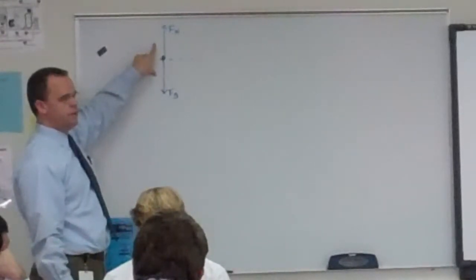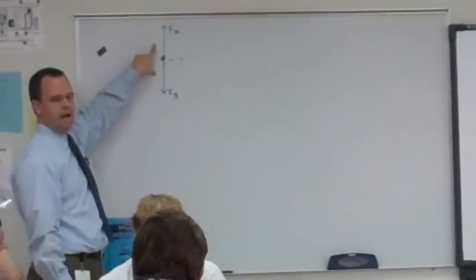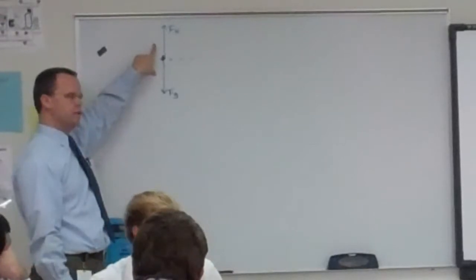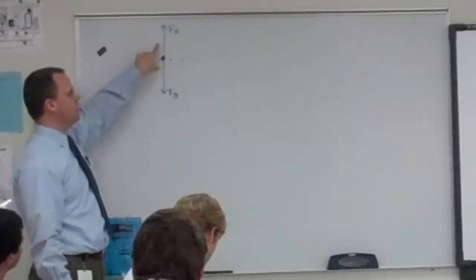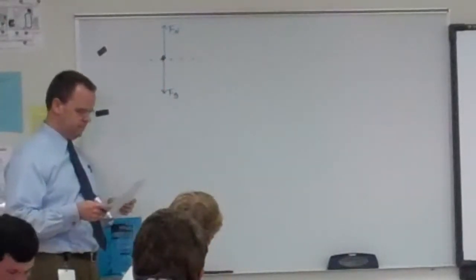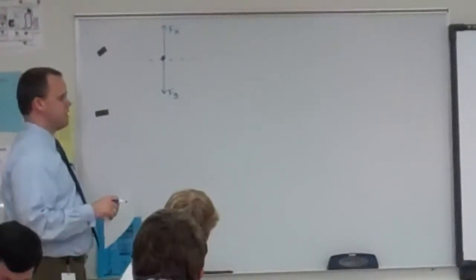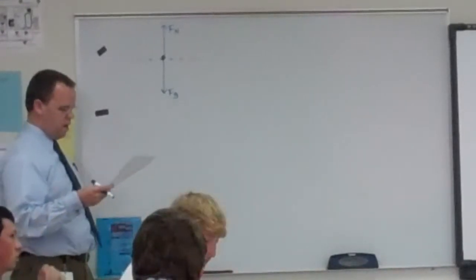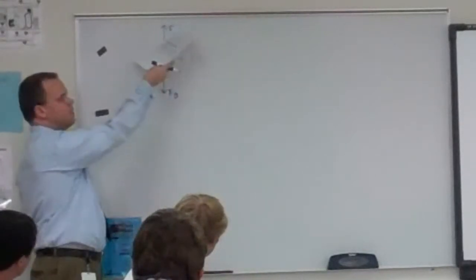The acceleration of this book is what? 0. F net equals ma. So if acceleration is 0, the net force is 0. Net force means the sum of all the forces. So these two have to add to 0, the same length in each direction. The acceleration due to gravity is 9.81, so the force of gravity on this object is its mass times 9.81.